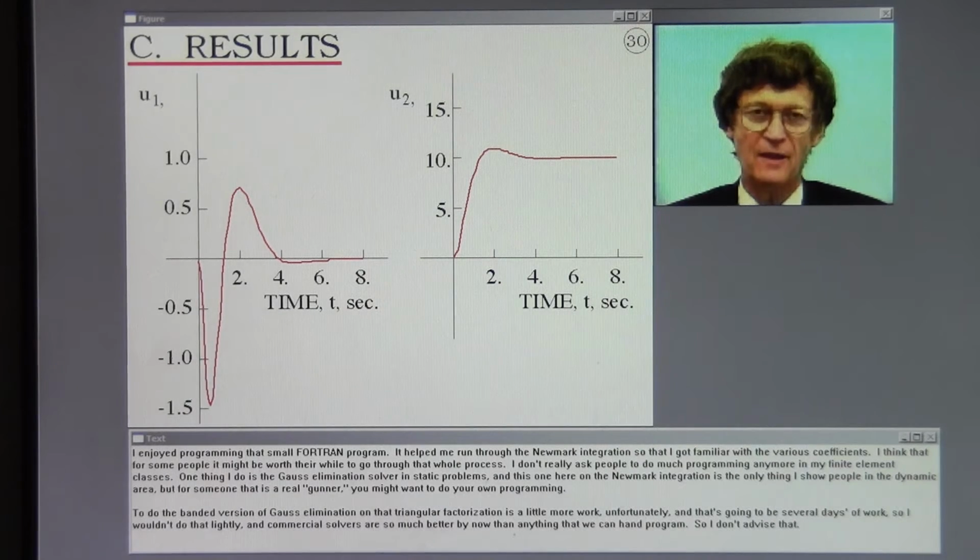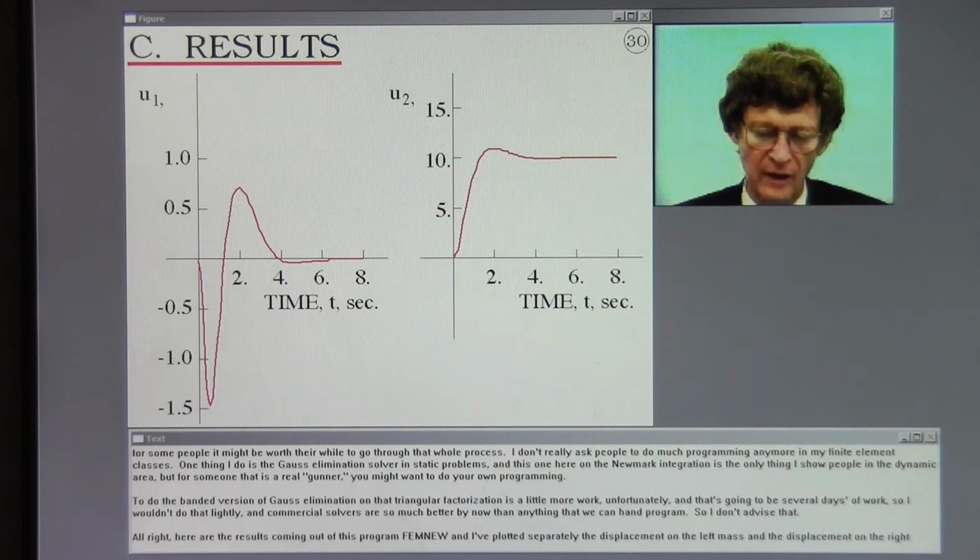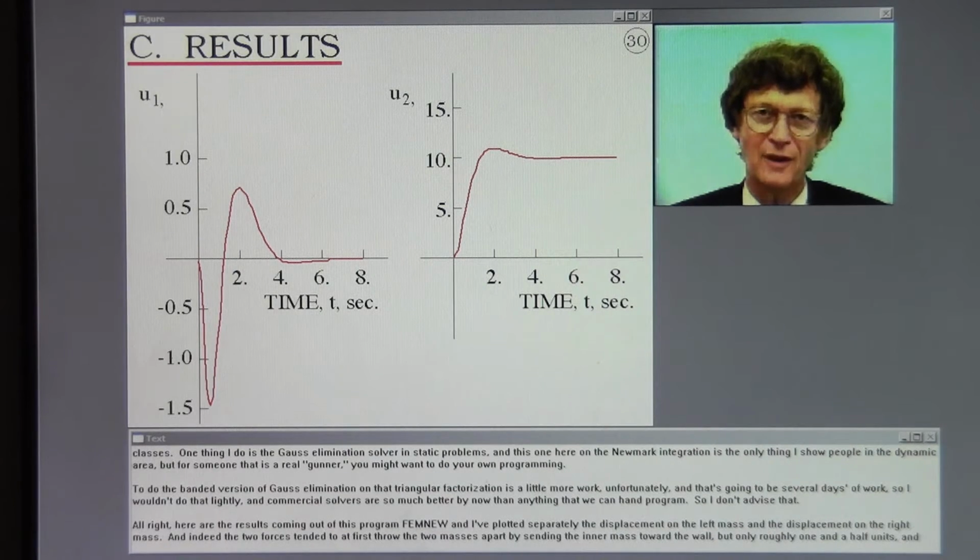I enjoyed programming that small Fortran program, and it helped me run through the Newmark integration so that I got familiar with the various coefficients. I think for some people it might be worth their while to go through that whole process. I don't really ask people to do much programming anymore in my finite element classes. One thing I do is the Gauss elimination solver in static problems, and this one on the Newmark integration is the only thing I show people in the dynamic area. But for someone who's a real gunner, you might want to do your own programming.